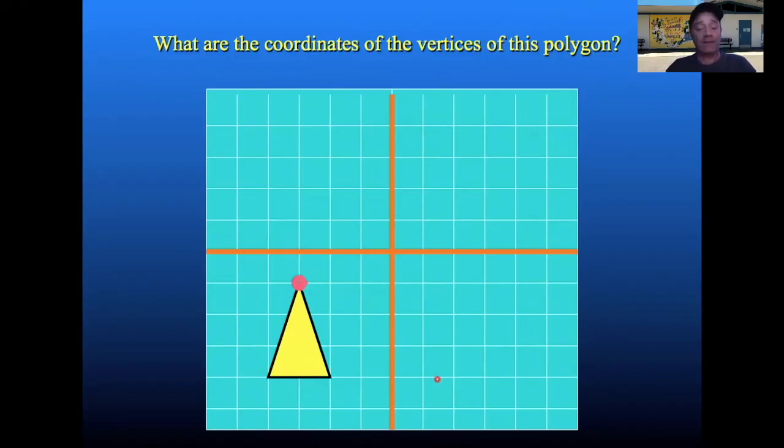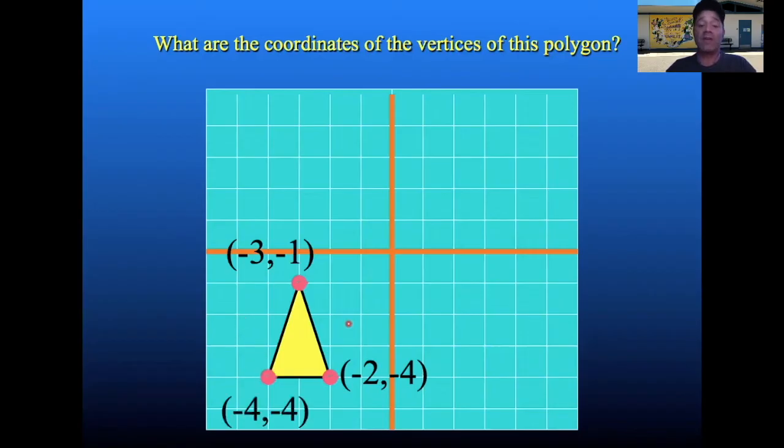All right, let's see what you got. For this top one, you should have -3, -1. Don't forget, we're down here in the bottom left. This one over here, you should have -2, -4. And this one right here, you should have -4.